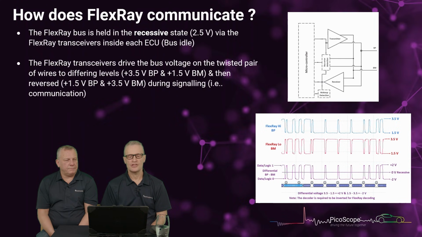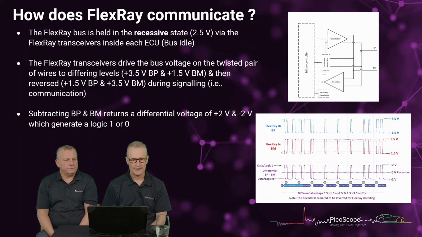Transceivers drive the bus voltages on the twisted pair of wires to differing levels. You'll see a terminology here called BP and BM. They are bus plus and bus minus. So bus plus is FlexRay high, shall we say, at 3.5 volts, and bus minus at plus 1.5 volts. And then they're reversed, which gives us this minus value, again, during signalling where communication is taking place. Subtracting BM from BP, bus minus from bus plus, returns that differential voltage of plus 2, minus 2, which generates the logic 1 or 0.